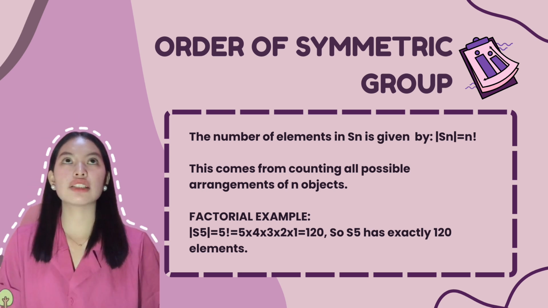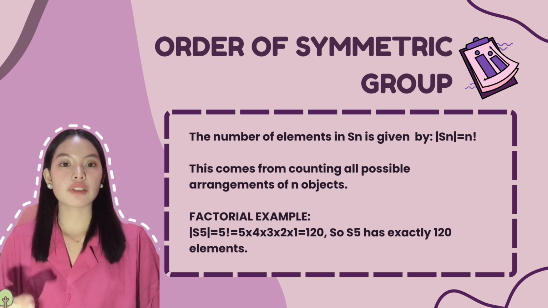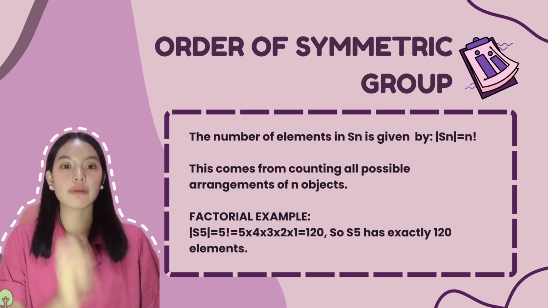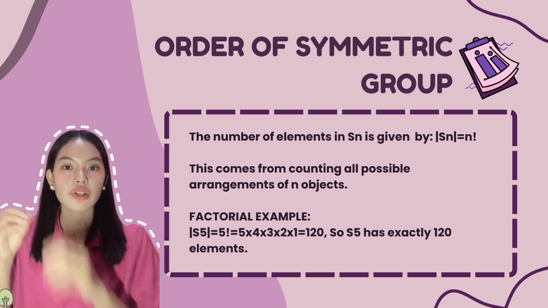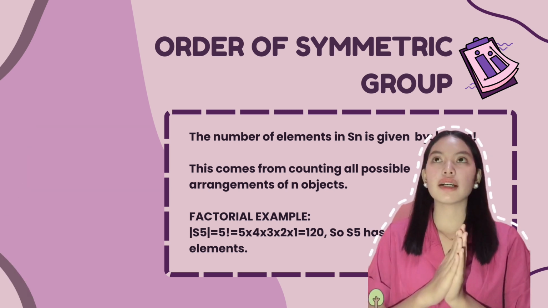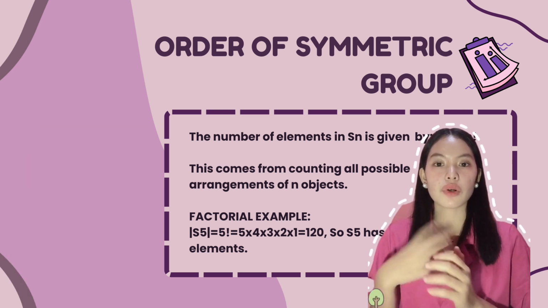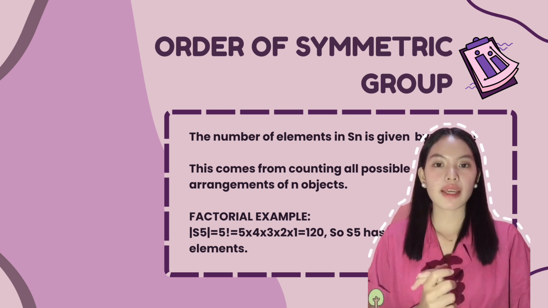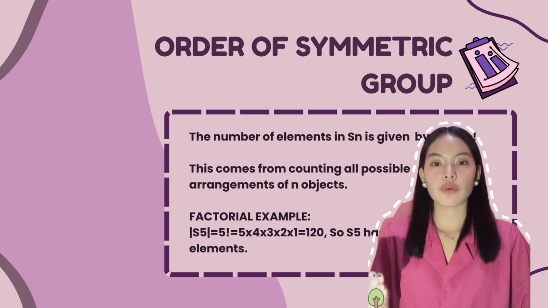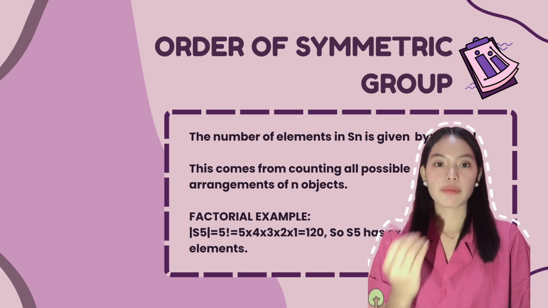For instance, we're going to find the number of elements of S sub 5. So 5 times 4 times 3 times 2 up to 1. We are going to solve it in descending order of numbers. Again, as I've said earlier, for instance, we're going to solve for the elements of S sub 5. So S sub 5 equals 5 times 4 times 3 times 2 times 1 equals 120.